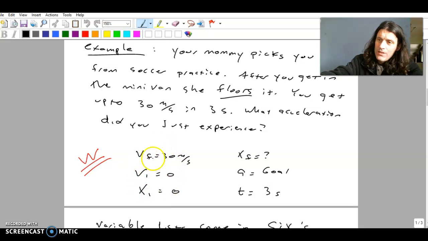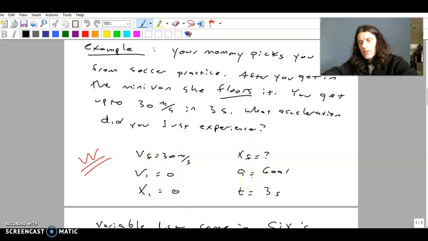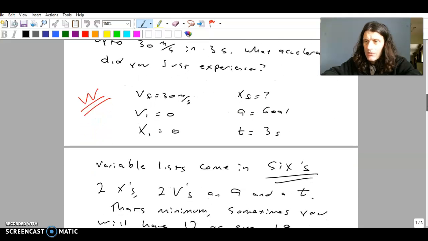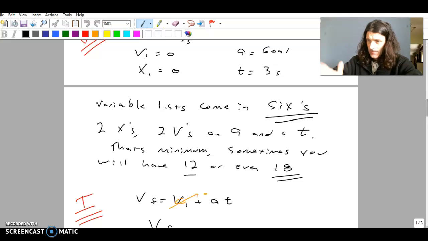So you see how I wrote VF, VI, XI, XF, A, and T. There are 6 of those. And that's what I want you to remember. When you make variable lists for these kinematics questions, they come in 6s: 2 X's, 2 V's, an A, and a T. Sometimes the 2 V's are the same. The VF and the VI are the same if you're going at a constant velocity. In which case, that's great. Say it's an average velocity or something along those lines, you can set them equal to each other. But 6s are the minimum.